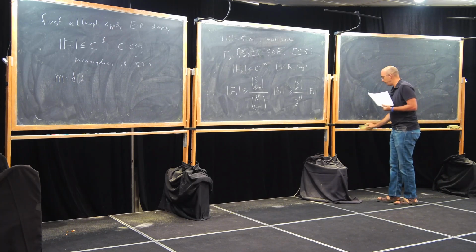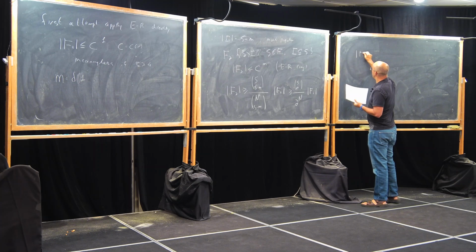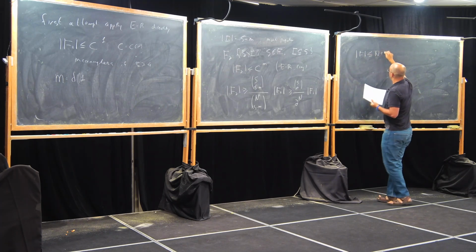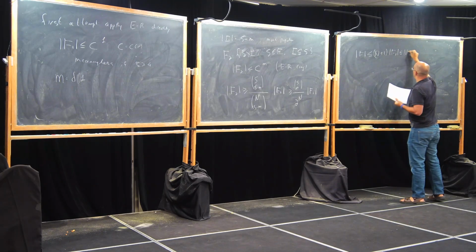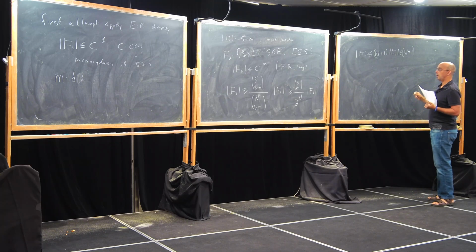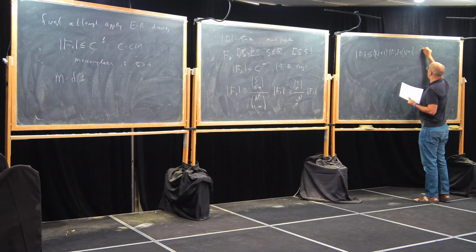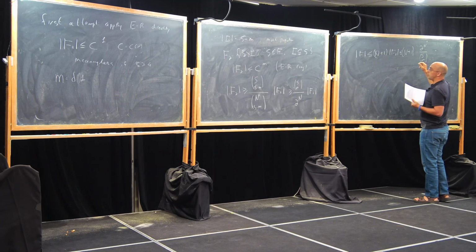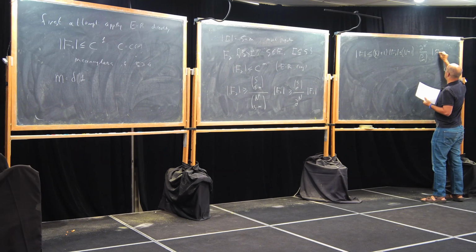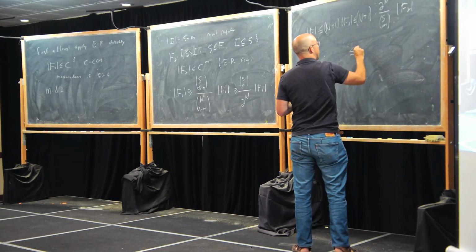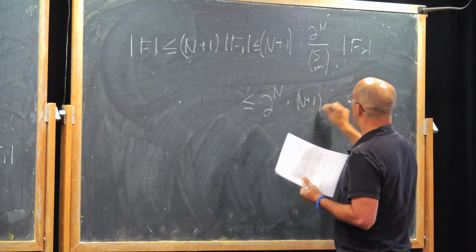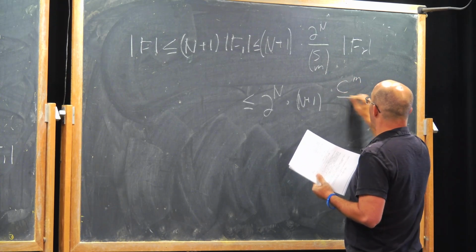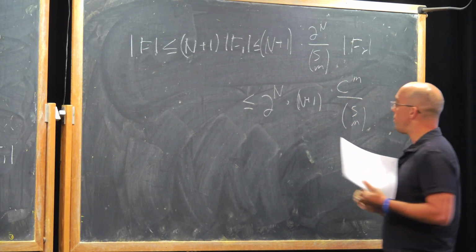So let's just put everything together. The size of F is going to be at most n plus 1, the size of F1, which is going to be n plus 1 times 2 to the n over S choose M, the size of F2. And here we're going to apply the Erdos and Rado setup. So this is going to be, again, I'm going to put this 2 to the n outside. This is what we're going to fight against. Again, n plus 1. And then here we're going to get C to the m over S choose M.